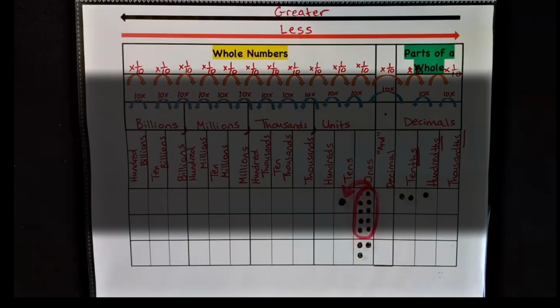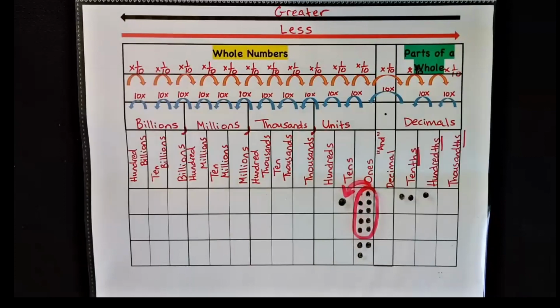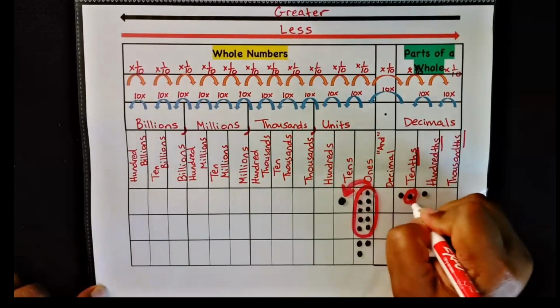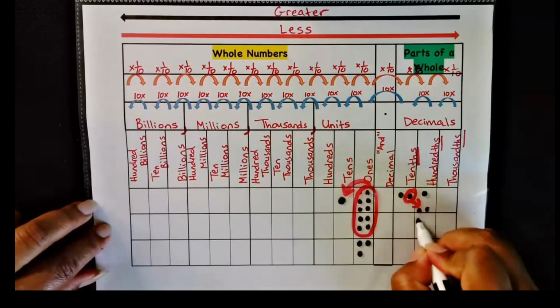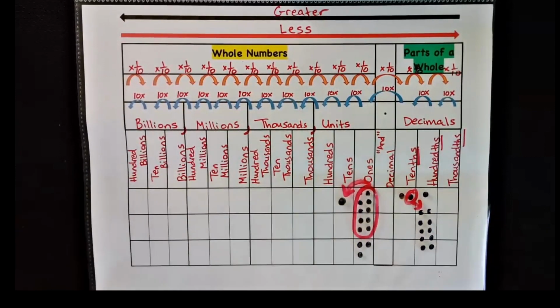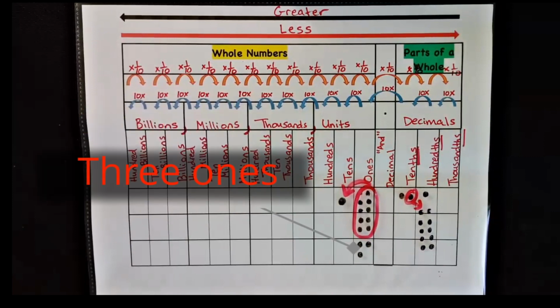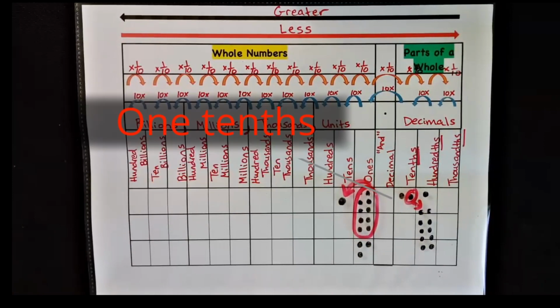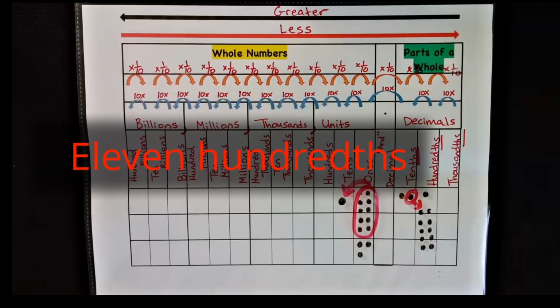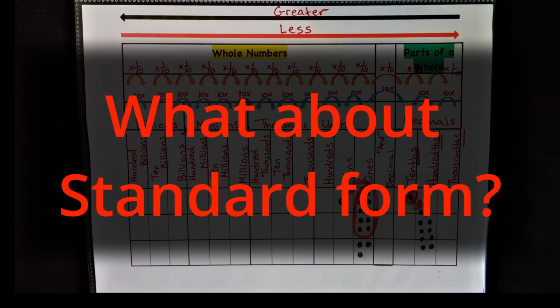I can also decompose any of these discs. For example, I can decompose 1 disc from the tenths place into 10 discs in the hundredths place. Now I have 1 tens, 3 ones, 1 tenths, and 11 hundredths. What if I wanted to show this in standard form?